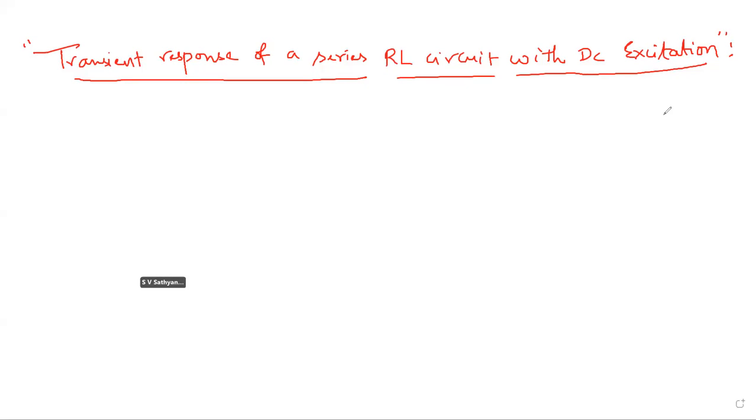Somewhere you may get differentiation in the later units. Now you need to remember these two formulas, so we will go for the derivation. First we need to draw the circuit. What is the name of the circuit? Series RL circuit. It is an RL circuit, but how are R and L connected? Series connected.